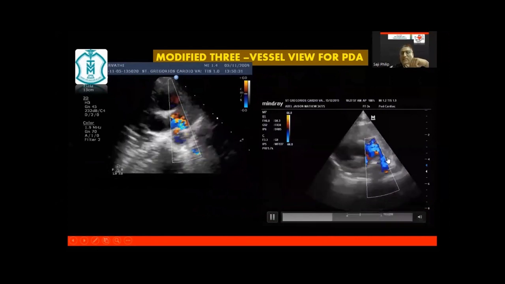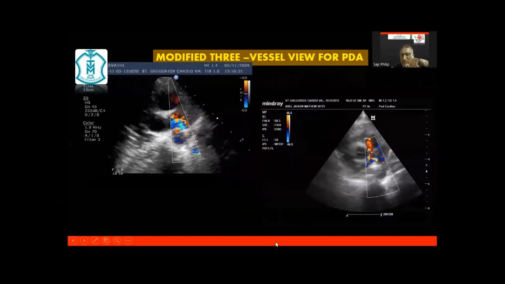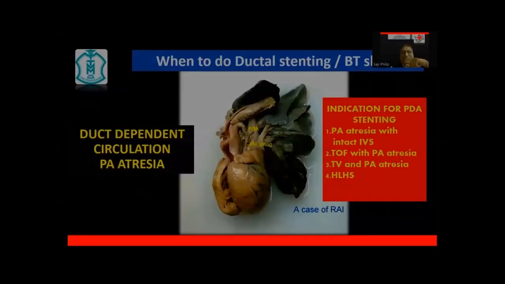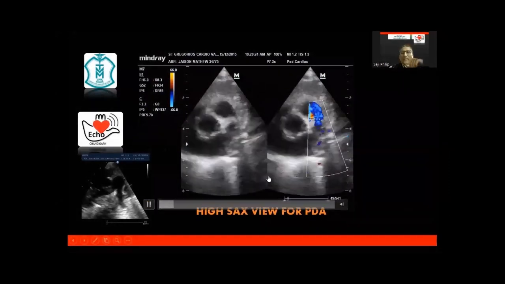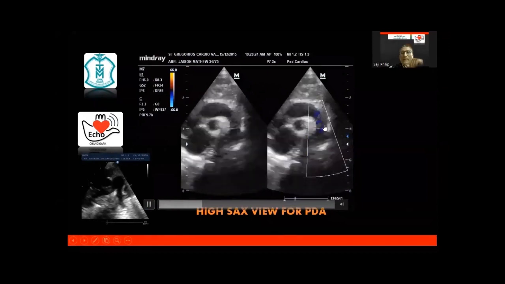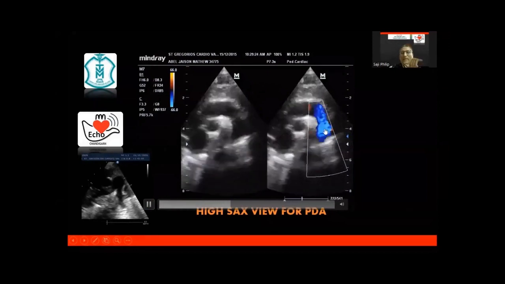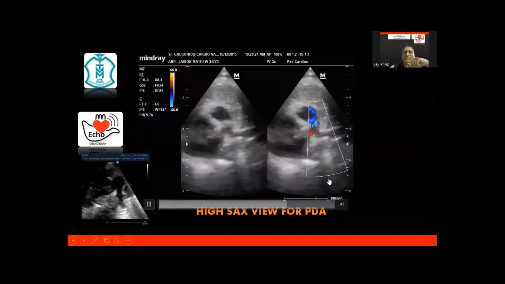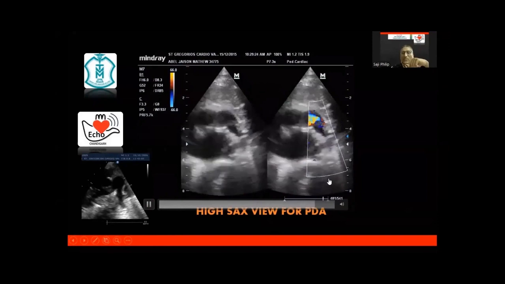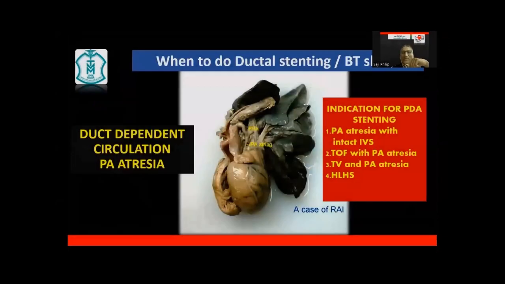Here the jet, instead of lateral, it is going opposite. That's what I said. Sometimes the ductal opening will go into the central portion or bifurcation of the PA. In that situation, sometimes the jet will go to the opposite side. The high short axis view, again, arch and PA merging, and then for the measurement of the color flow jet, this view is a little more better, and you have to train it.